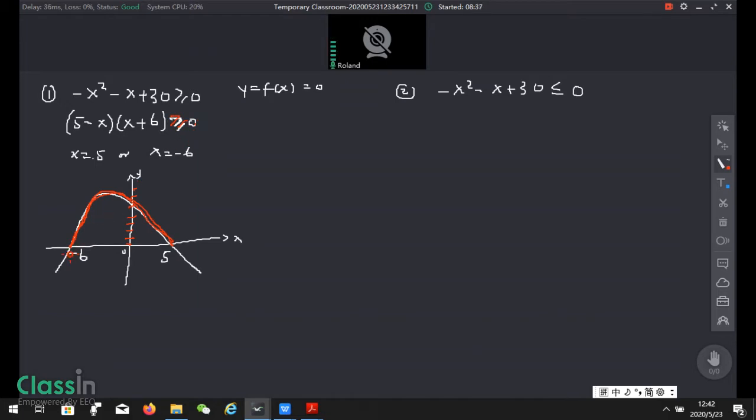And we can see clearly that the values of x when this curve is positive for this region is from -6 to 5. So clearly the solution will be -6 is less than or equal to x and x is less than or equal to 5. X is between -6 and 5. X is greater than or equal to -6, less than or equal to 5, as we can see from the inequality. It includes 0.